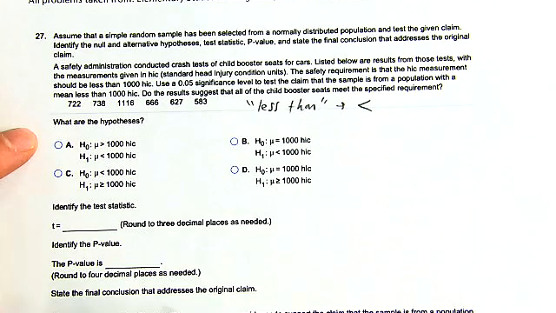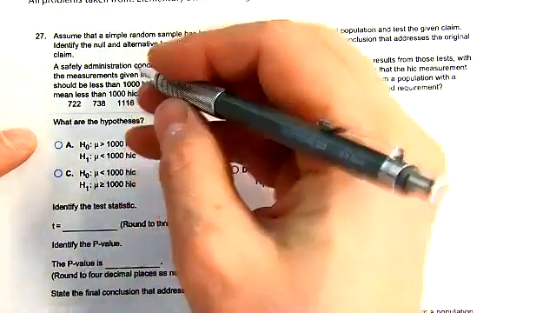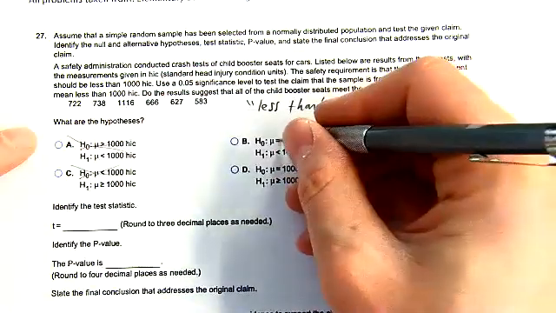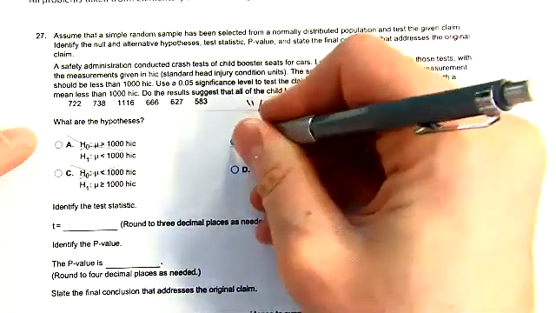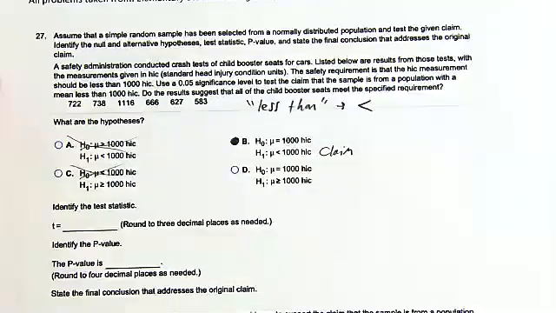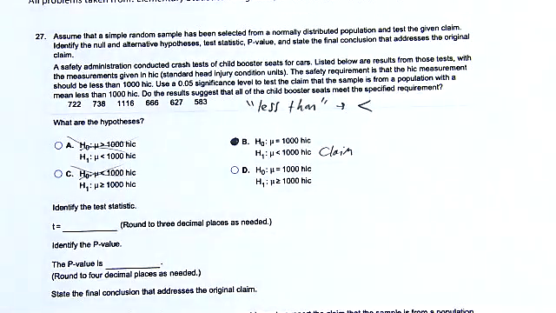And we know H0 should always have an equal, so I can eliminate these two. And so I want equal on top, less than on bottom. It's got to be B. And their claim is with the alternative, the less than.